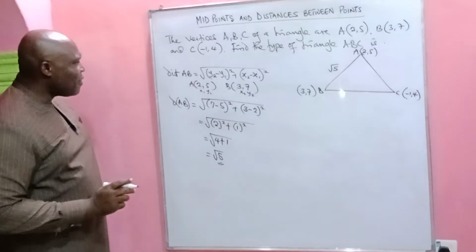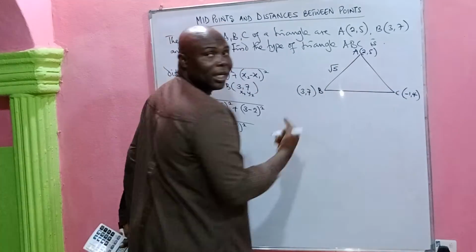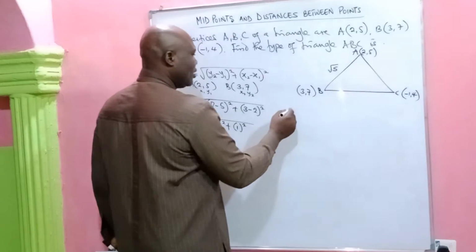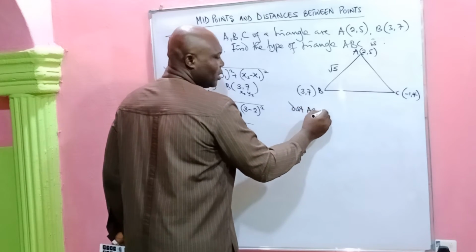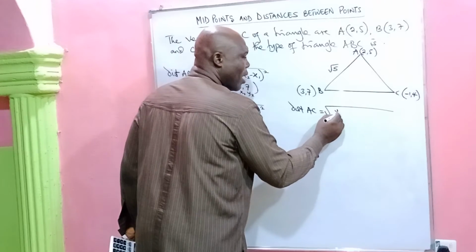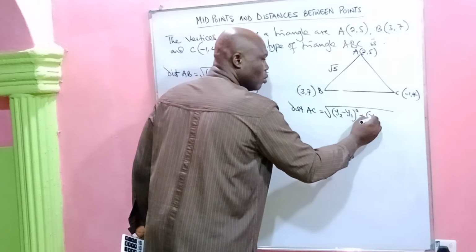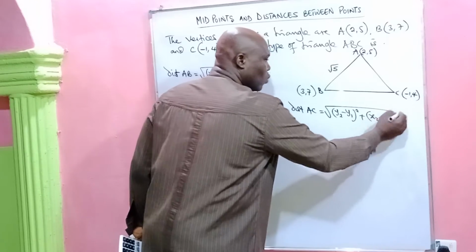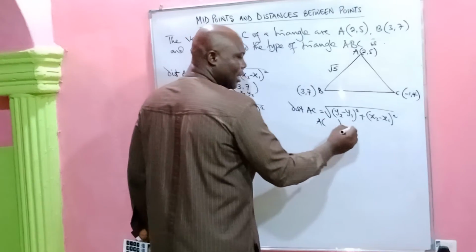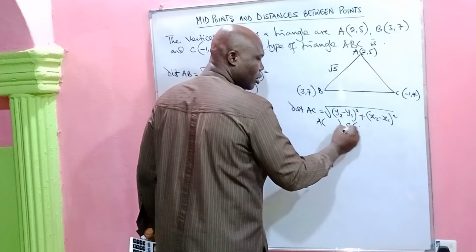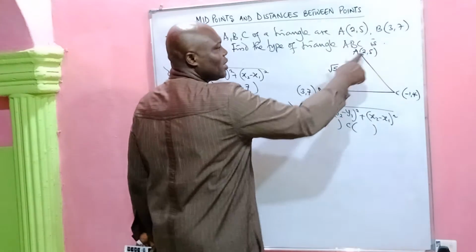So we can now find another one, distance AC. We want to know what the distance AC is. So our distance AC, of course, we said is the square root of y2 minus y1 all squared plus x2 minus x1 all squared. So we need to bring out A and C. So our A, we still have 2, 5.